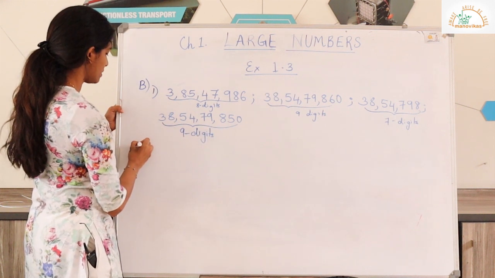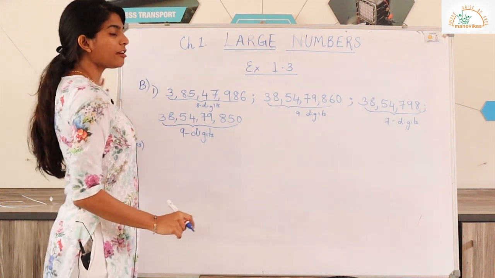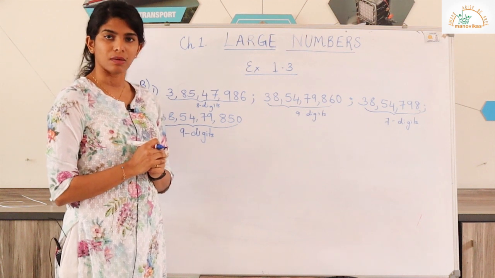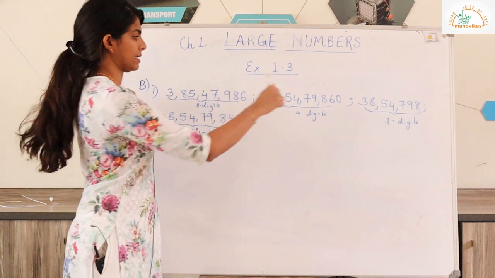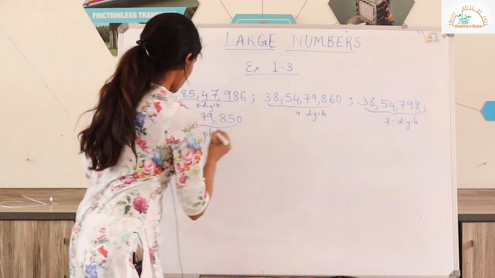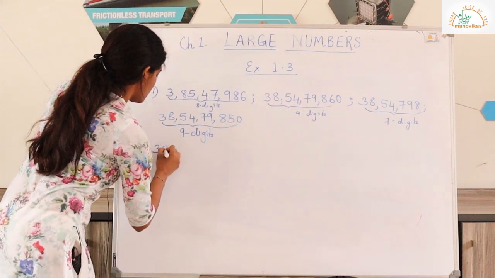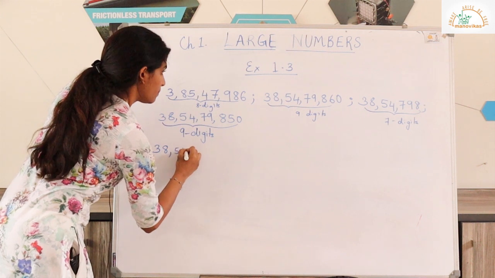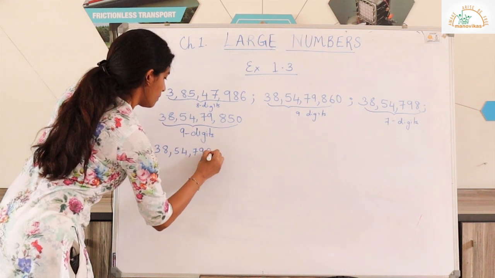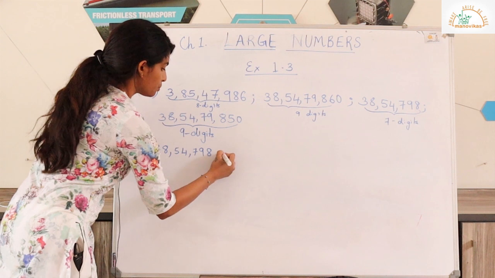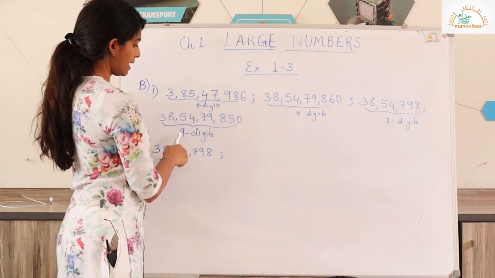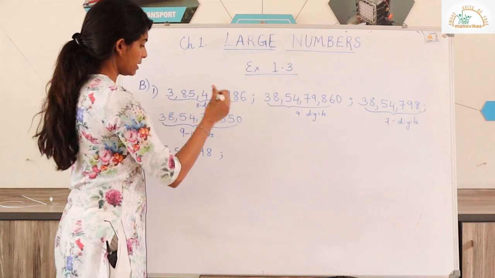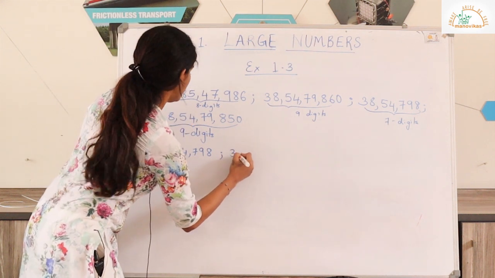We have to write the answer. Okay. First we have to write the smallest number. Can you tell me, looking at the numbers, which is the smallest number? Yes, the 7-digit number is the smallest, so I write it. Okay. Next number, here we have 899. Yes, the next number is the 8-digit number.